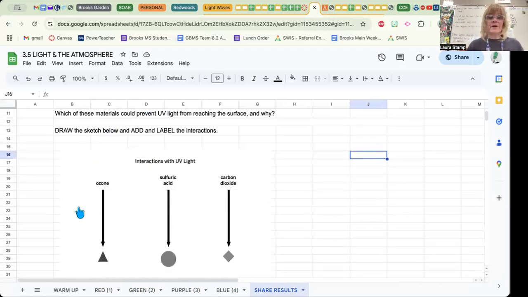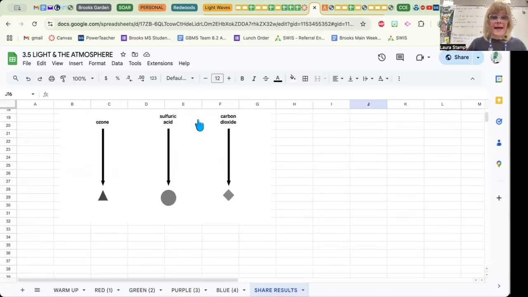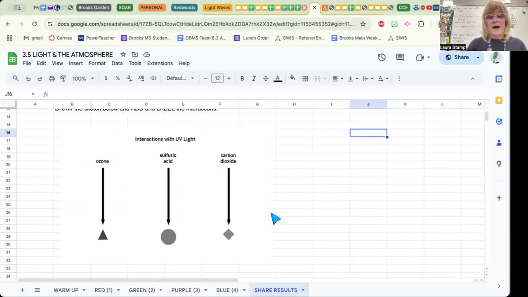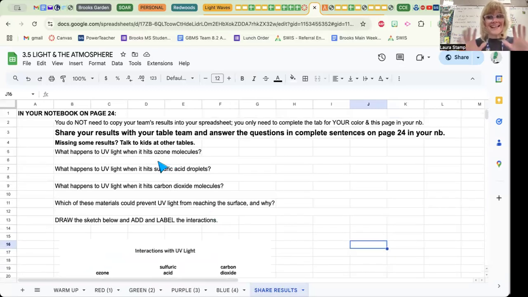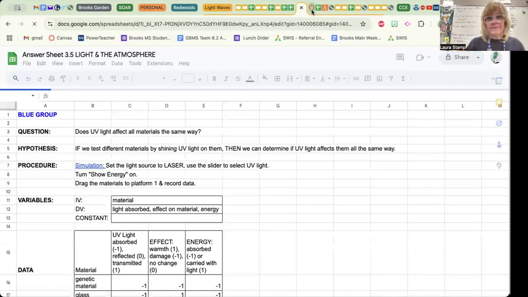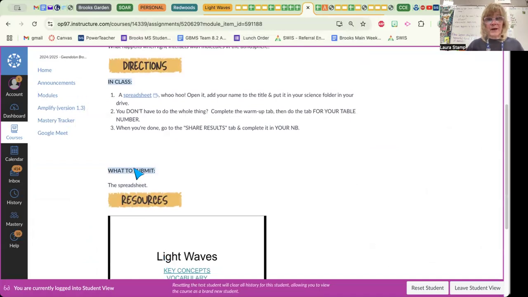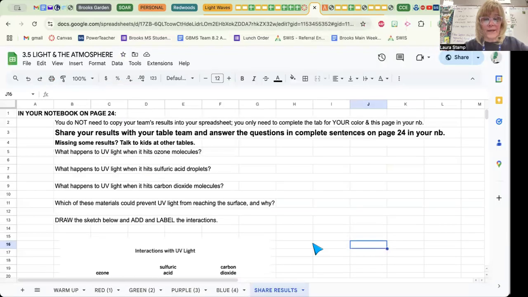Then draw the sketch below and add and label the interactions. What did it reflect? Was it transmitted? Was it absorbed? Okay. Answer these questions here. I'm sorry, answer these in your notebook on page 24. You're going to draw and write. So what are you going to submit? You're going to submit the spreadsheet. I'm going to collect your notebooks first thing when I walk into class next time, and I'm going to grade your diagrams. I'm going to grade the diagrams right here.